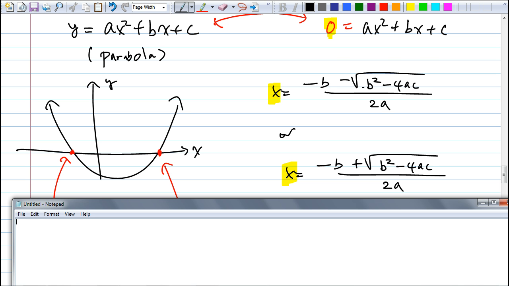Oh, no solution is when it's negative. Remember this number inside the square root? What do we call this? We had a name for this. Discriminant. When the discriminant is negative, guess what happens? Do you get any roots? No. When this is positive, how many solutions do you get?